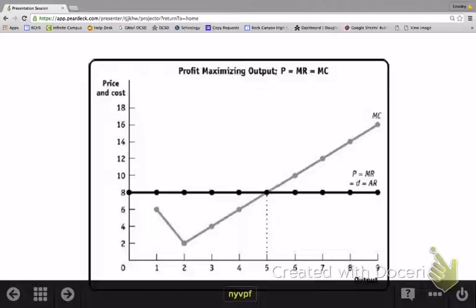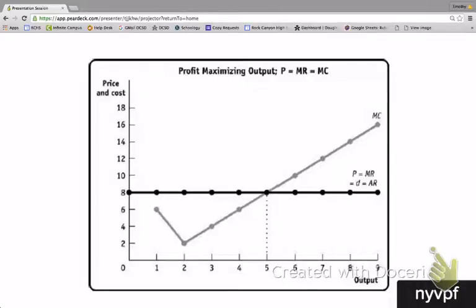So we can see this in this graph where the horizontal price, which is equal to marginal revenue, which is equal to the demand curve, which is equal to average revenue, that horizontal curve intersects the upward sloping Nike swoosh marginal cost curve at a quantity of 5 melons. So that is where marginal revenue is equal to marginal cost under perfect competition.